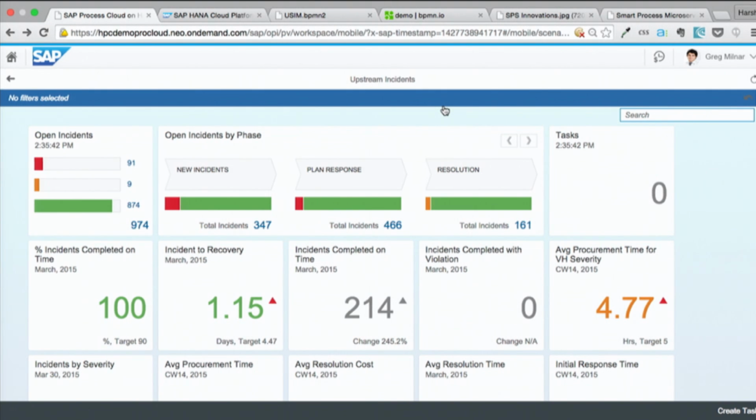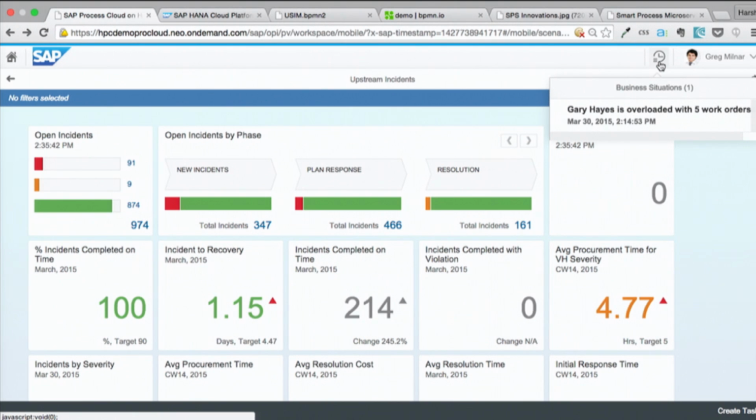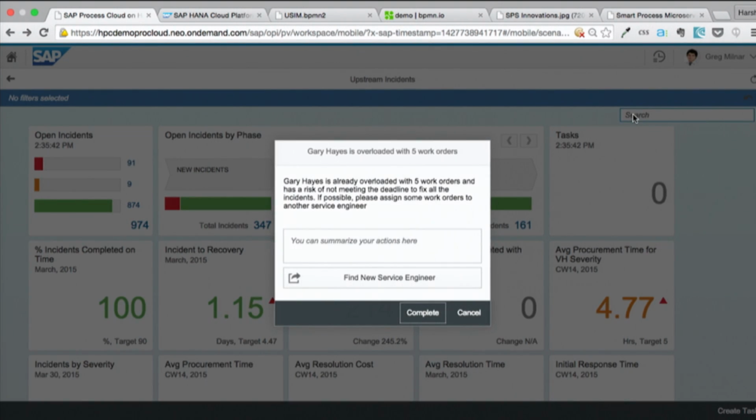So Greg's also looking at something that's coming up here. He sees what we call a business situation. A business situation is a threat or opportunity that is in operations. And in this case, it's telling him Gary is overloaded. Gary, a service engineer, is overloaded with 5 workloads. And this is based on business rules. The system is detecting these situations, right? Earlier, people used to run reports across multiple systems to get an insight like this.